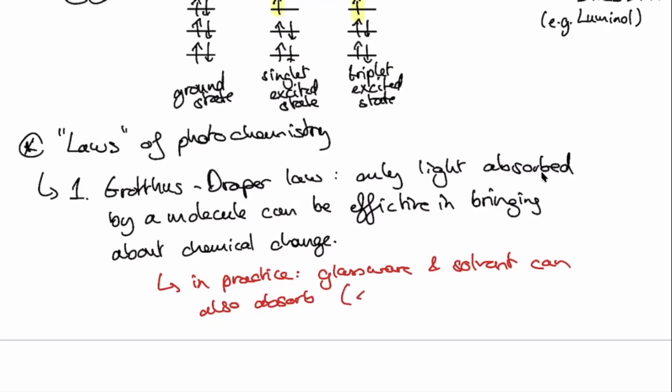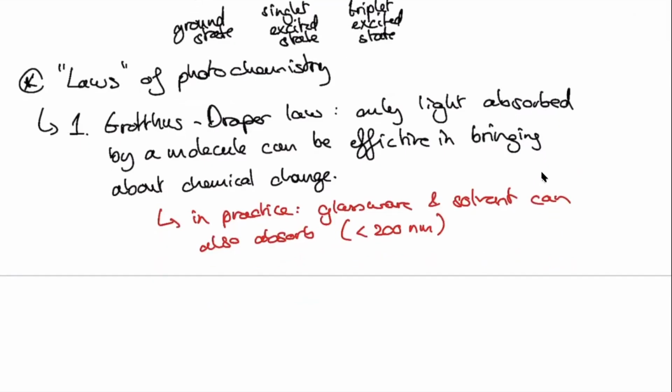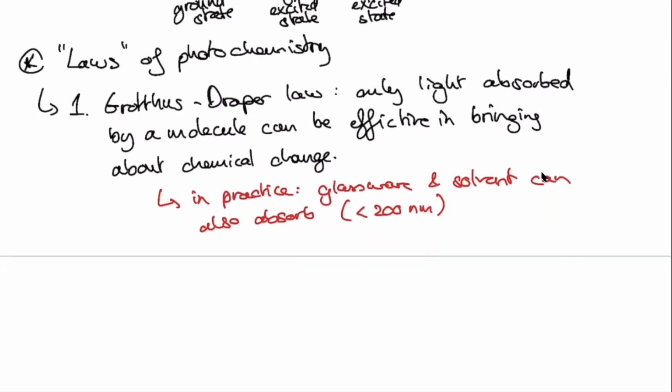And typically this is below 200 nanometers. So I believe that water starts really seriously absorbing at like 180 nanometers. So if you want to do a photochemical reaction in water at 150 nanometers, it's never going to work. Or if you use simple glassware like you use in the lab, that has a cutoff, I don't know exactly the number, but somewhere around 300 nanometers. So if you want to do UV reactions, you need to use quartz cuvettes or quartz glassware. So that's, let's say, the first thing to keep in mind when you do photochemistry.